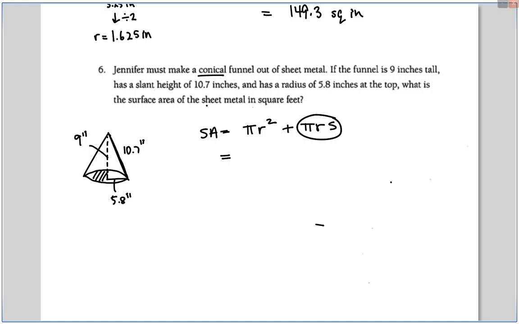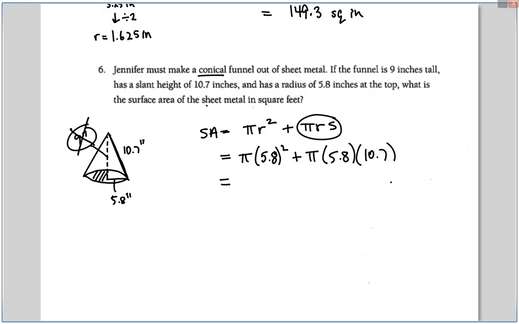Okay, so pi r squared, 5.8 squared, plus pi rs, 5.8 times s, 10.7. So you'll notice that for the surface area calculation, you don't need the slant. Or pardon me, you don't need the height. You do not need the vertical height for the surface area. In fact, what you need the vertical height for is the volume, not the surface area.